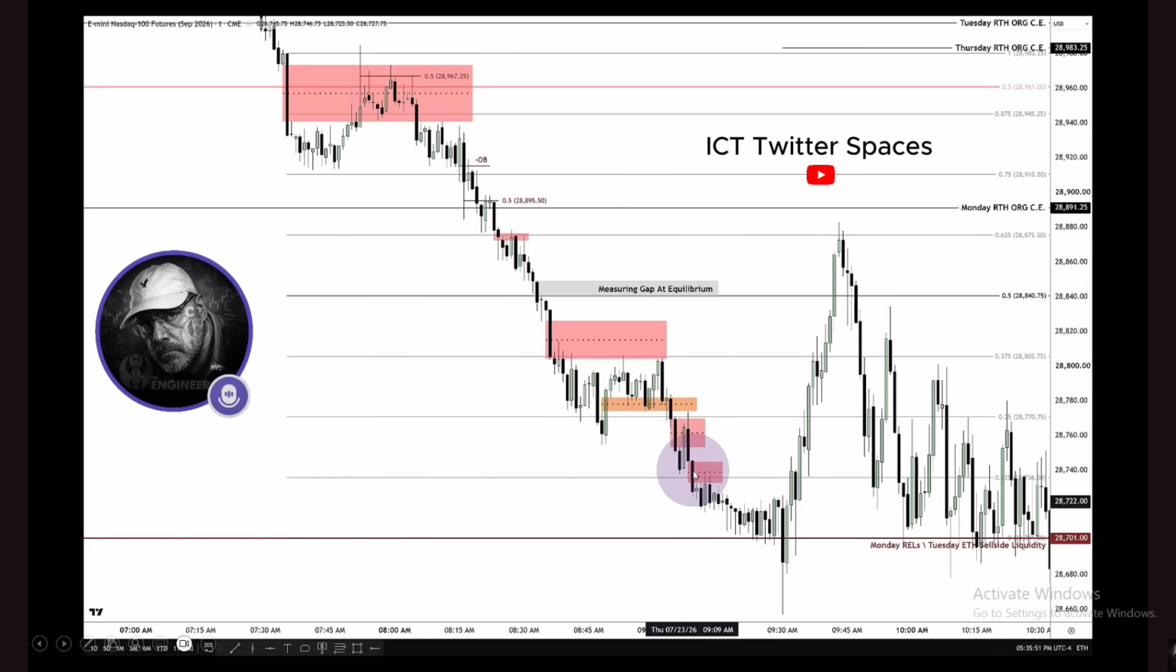Where you find them, I said it earlier: session high, session low, previous day high and low, last 3 days high and low, last week high and low. If you just stick to those, you'll be fine. You'll never run out of setups. But then you have to know which one it's likely to go to.